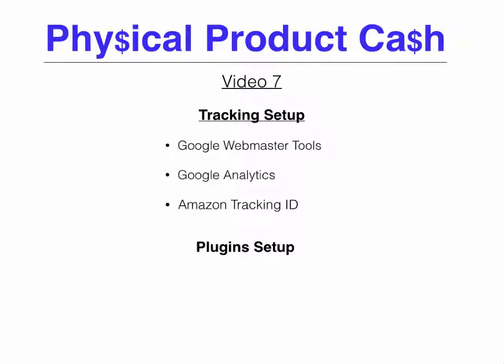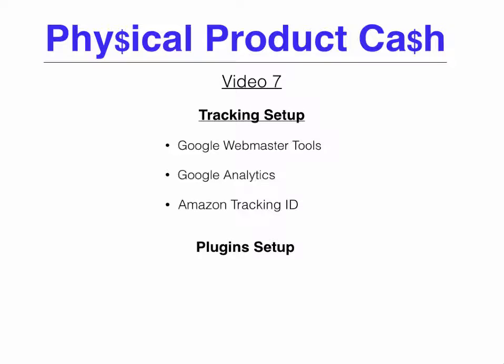In this video, we are going to do some tracking setup for our website. And once this tracking setup is done, we are going to set up the plugins which we have installed in the previous video. First, let's do Google Webmaster Tool and Google Analytics, which come directly from Google Services, which is free, and the Amazon tracking ID from our Amazon affiliate account.